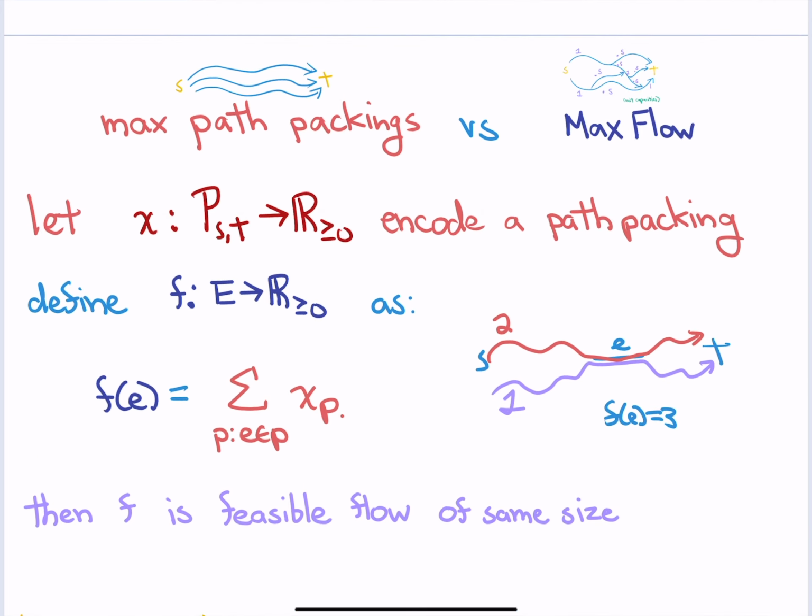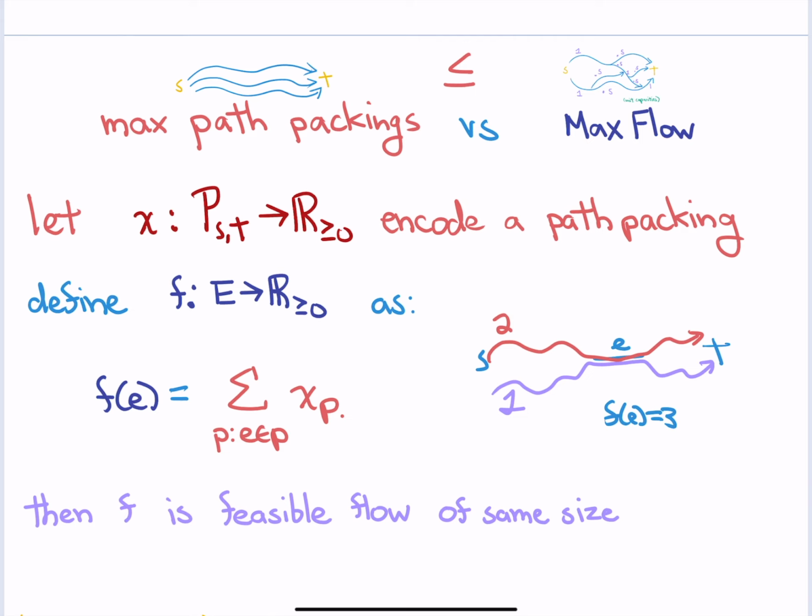Okay, so what does that show you? It shows you that we have a less than or equal here, because for any path packing, I can convert it to a flow that's feasible and has the same size. So the maximum flow value is always at least the maximum path packing.